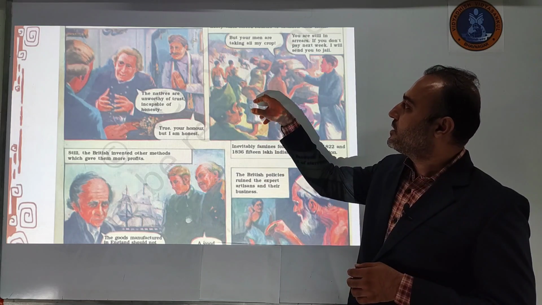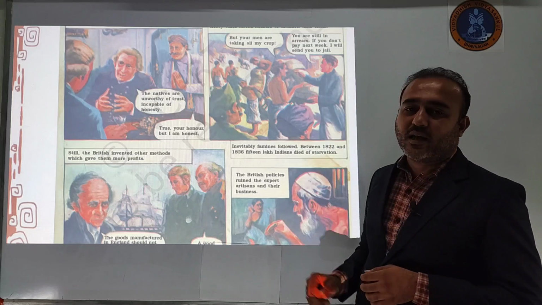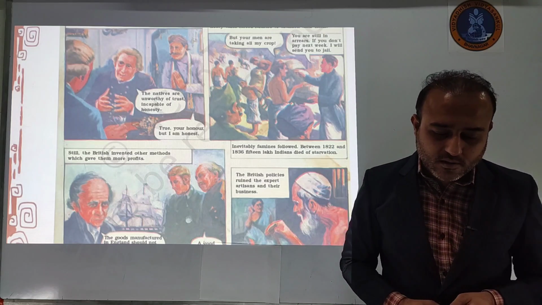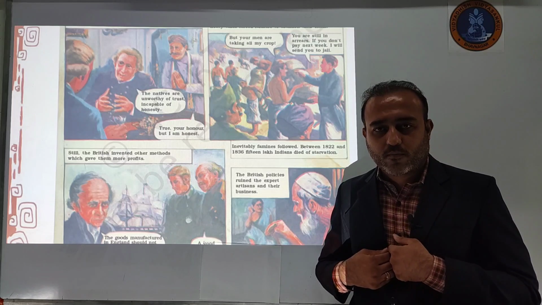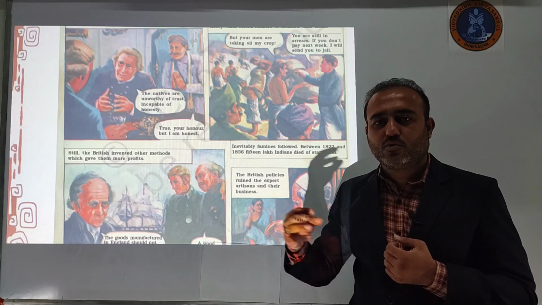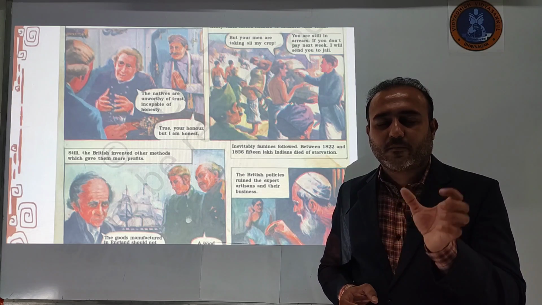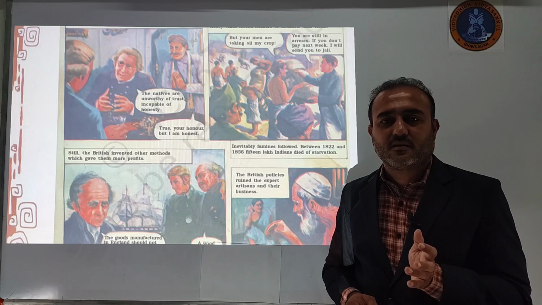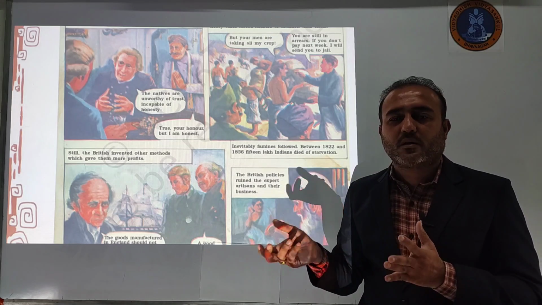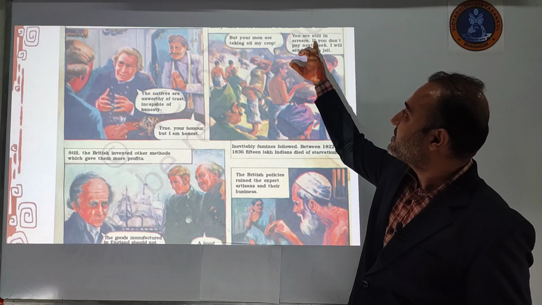So what is written over here? But your men are taking all my crops. You are still in arrears. Arrears means what? If I have taken a loan and for 2 to 3 months I was unable to pay the money, then that amount of 2 to 3 months can be called arrears, which I need to pay at a particular point of time altogether. Okay. So you are still in arrears.